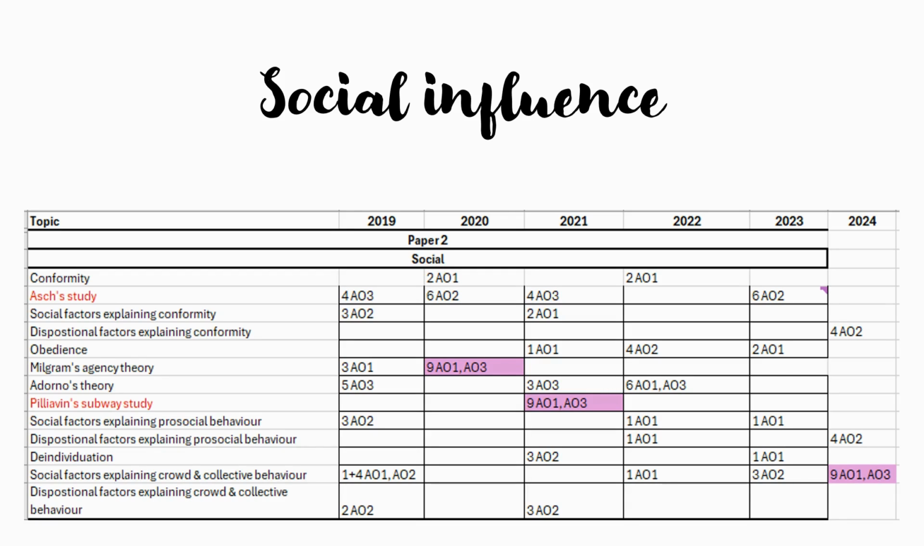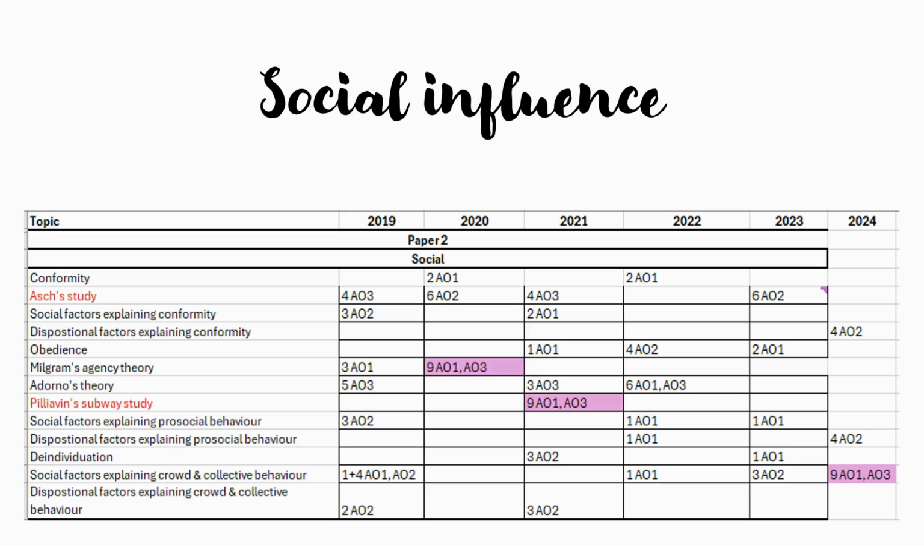So as you can see here, conformity's come up on its own a couple of times, but the Asch study has been really popular. It's come up in most papers, so that can be one thing or another. It can either mean it's less likely to come up this time because it's been quite regular already, or you can say, well, it comes up in every paper, so of course it's going to come up this year as well. I haven't put it down on my one just because it did come up as a 6 marker last year, but who knows. The one thing I did think that could potentially come up is the dispositional factors looking at conformity, so we'll see in a minute some questions on that.